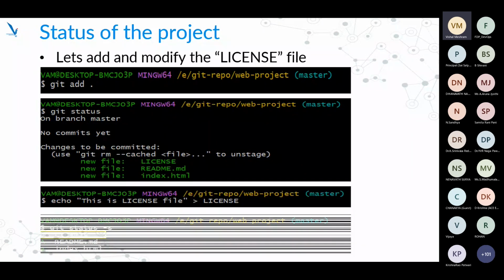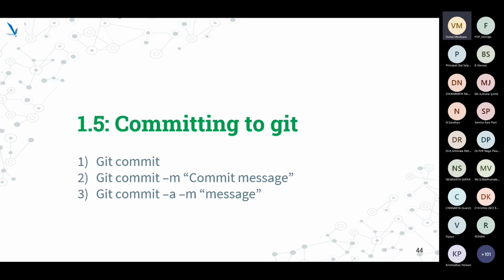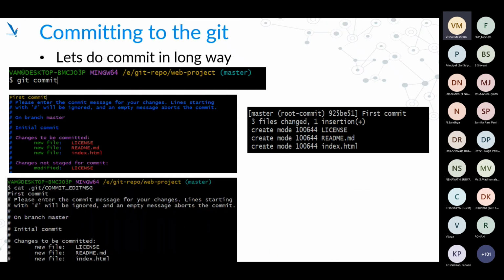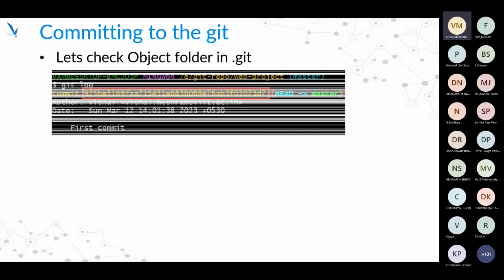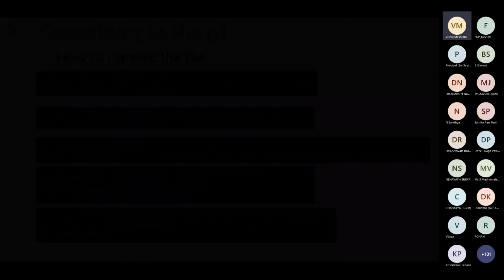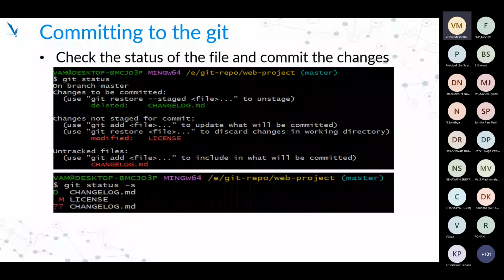Then the next is committing. We have already discussed committing to git. So git commit, and this is the format of the git commit command. Let me skip this part also, and let me directly jump to branching, because that is the most important part.